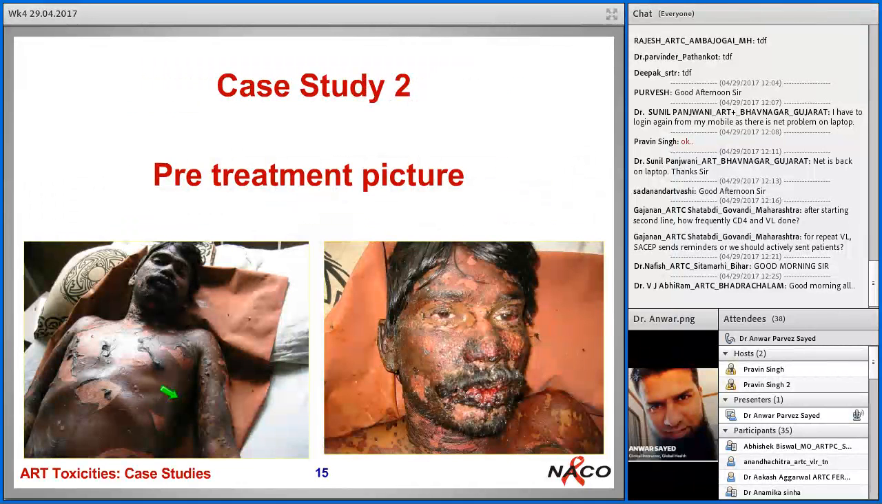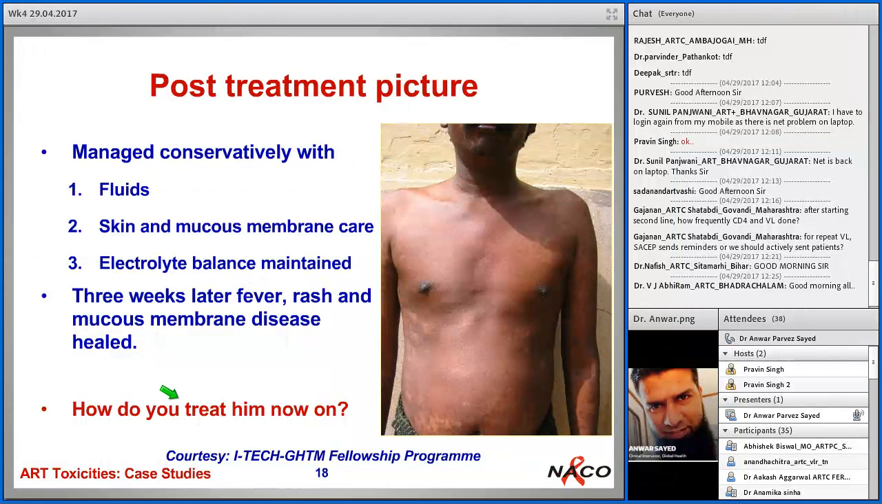So these are just examples, pre-treatment. This is Stevens-Johnson syndrome because of nevirapine, and we gave fluids and skin and mucous membrane care, that is routine care. This is actually from Tamram, where we did the HIV fellowship. Electrolytes were maintained. You can see the difference from the previous slide.